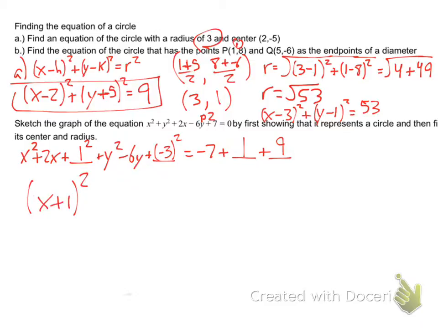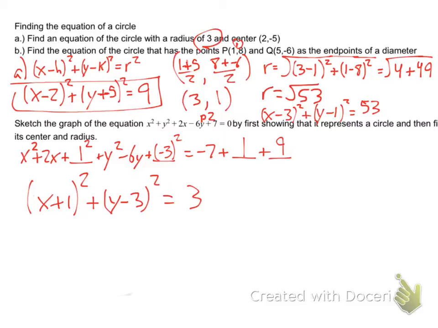And this becomes x plus 1 squared. Because the 1 that we found to be half of B goes here. So that means this one's going to become y minus 3 squared. And that equals 3. So we'll leave the graphing for you guys because it definitely will have the square root of 3 as a radius.